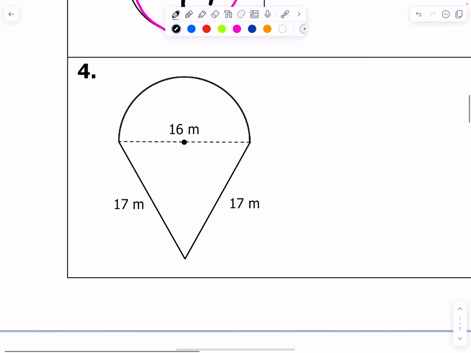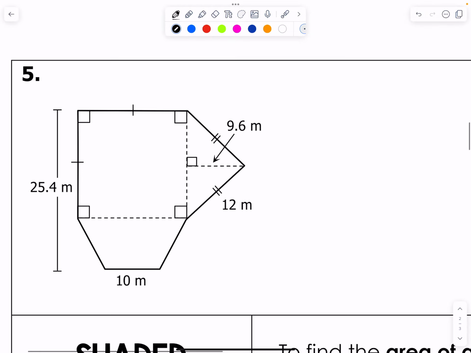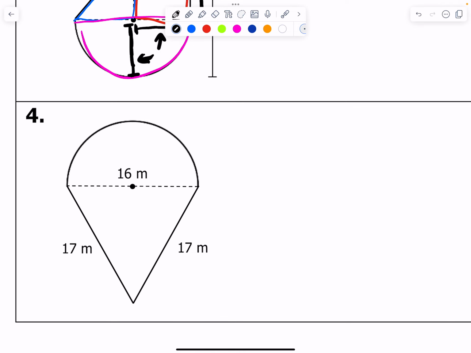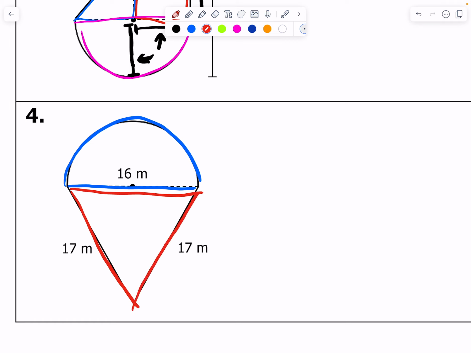For number 4, I am going to walk us through number 4. Number 5 looks like a headache, we're going to skip. Number 4, we're going to find the area of this ice cream cone thingy. So this one looks like it's 2 shapes. See the half circle, I see the triangle. I'll do the blue one, that looks pretty easy. So let's go A1, A2.